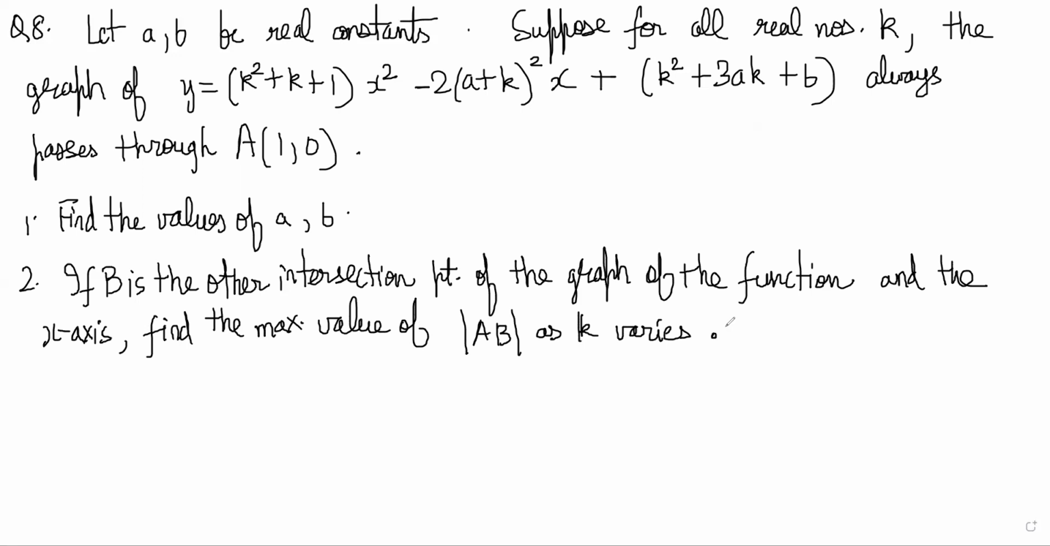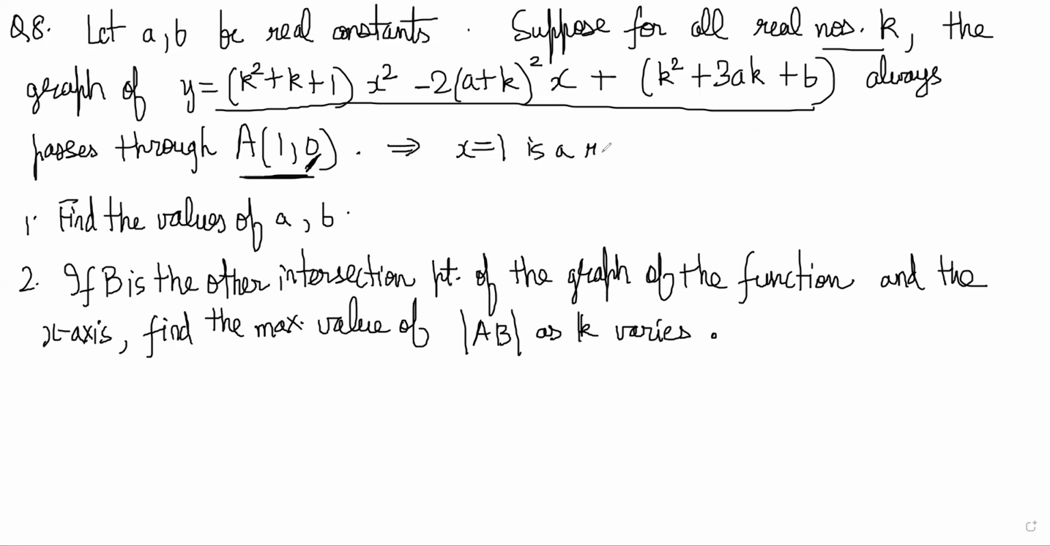So let's try to understand this problem. a and b are real constants. And the question is saying, suppose for all real numbers k, the graph of this function always passes through A (1, 0). If you notice, 1, 0 is on the x-axis. So A (1, 0) implies that x equals 1 is a root of the quadratic f of x, right? x equals 1 is a root of f of x.